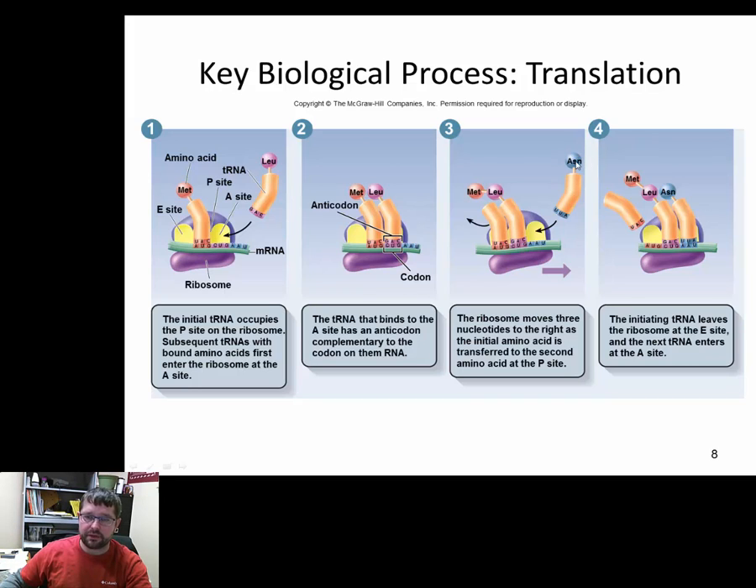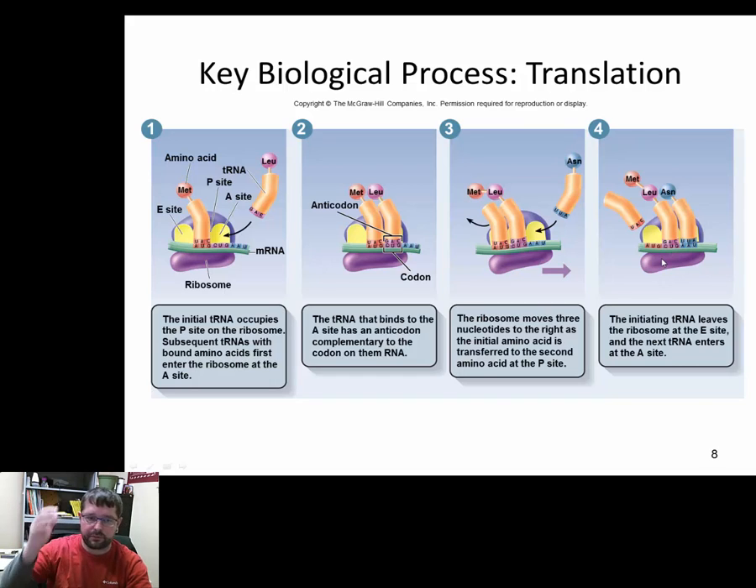Then a new amino acid will come into the A site and bind to leucine, and then you would have another amino acid. Or at the back end here, you would have a stop codon, which would stop and dissociate the large subunit of the ribosome and the small subunit of the ribosome.